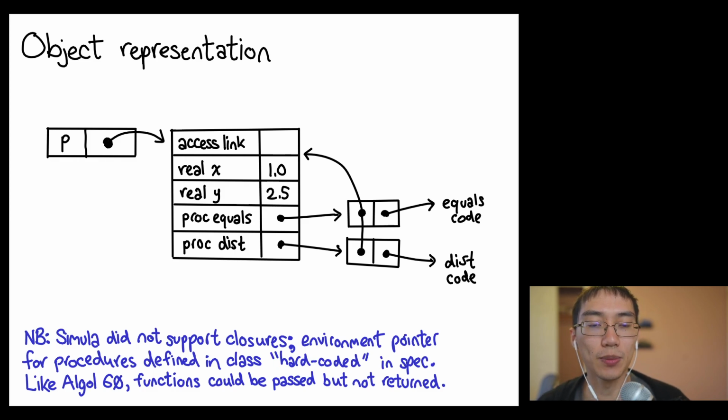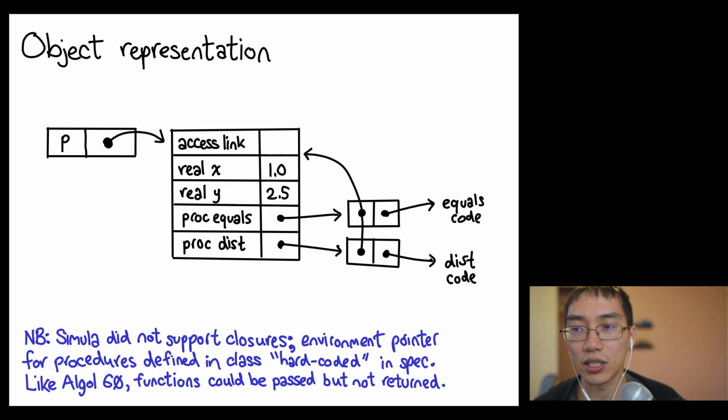Okay, so let's talk a little bit about how these objects were represented on the wire. So we have a pointer p that points to a point, and this points to an activation record. And this one doesn't actually have any access link. It's got its parameters 1.0 and 2.5, which are the X and the Y values. And then I've just written this in exactly the same way that I did the JavaScript representation, right? So now I have these procedures.